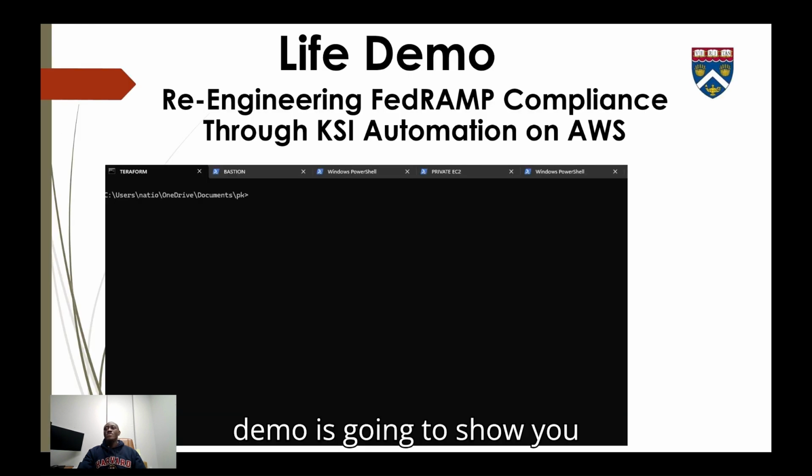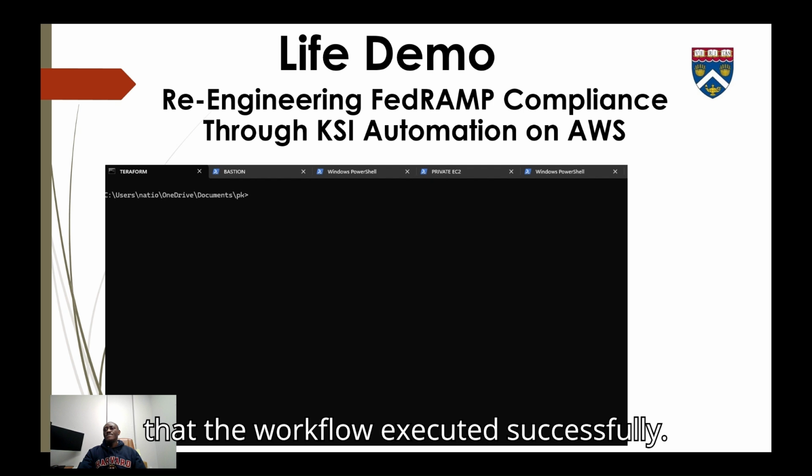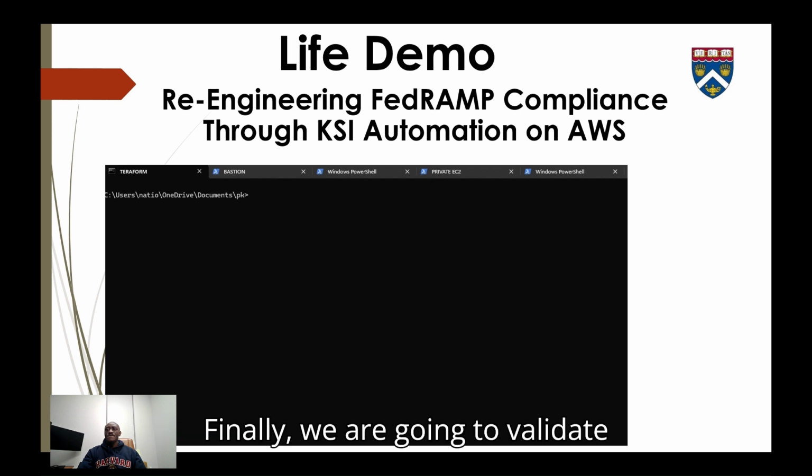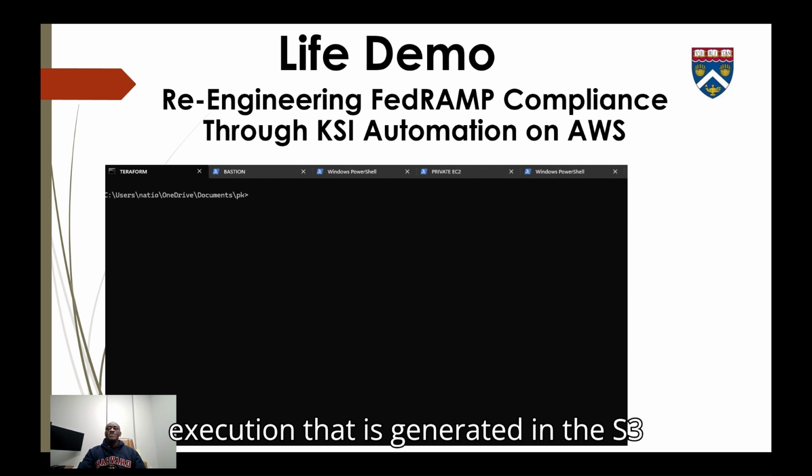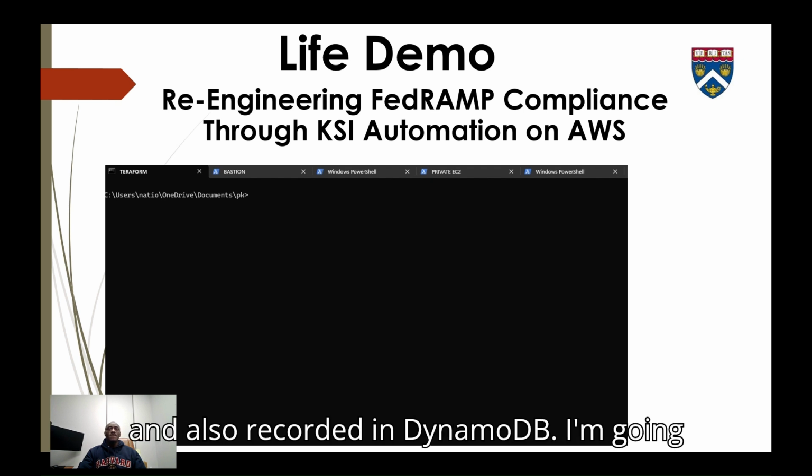A live demo is going to show you how this works. We retrieve the API-based URL from Terraform output, trigger the KSI validation using a simple API call, and then confirm that the workflow executed successfully. Finally, we are going to validate the system and produce the auditable artifact by checking the Step Functions execution that is generated in S3 and also recorded in DynamoDB.